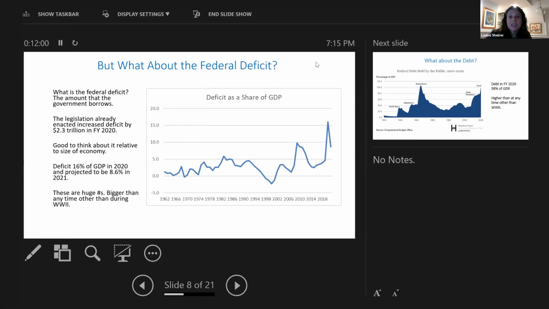This is fiscal years. So 16% of GDP is far larger than what we saw even during the Great Recession, where it hit 10% of GDP. These are really huge numbers. They're bigger than any time other than during World War II, where borrowing went, I think, up to 30%. Okay, so that's the federal deficit.